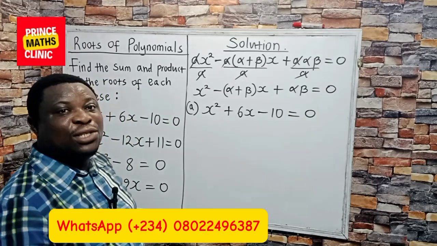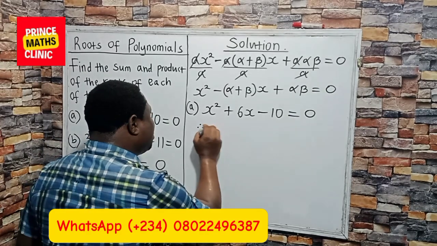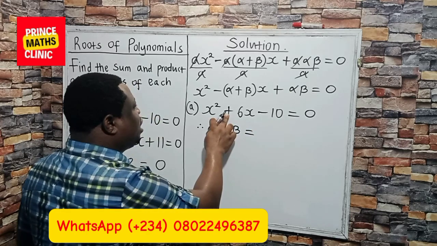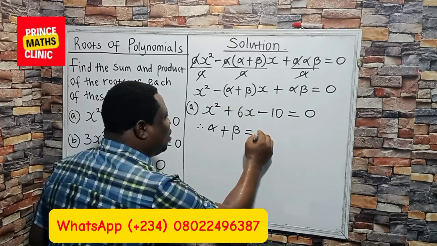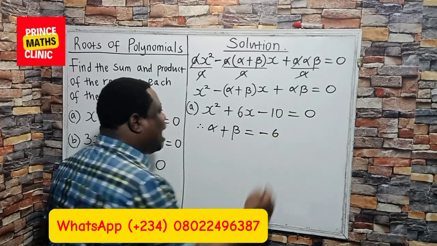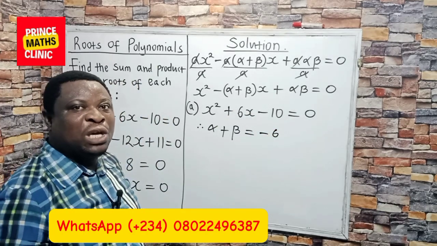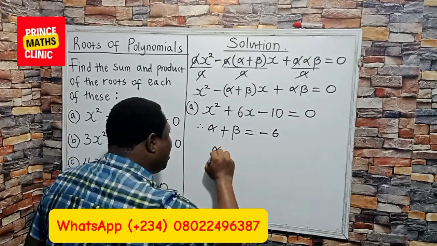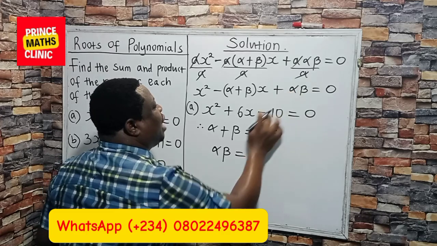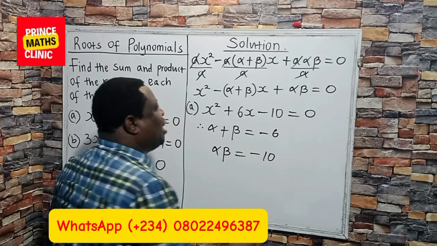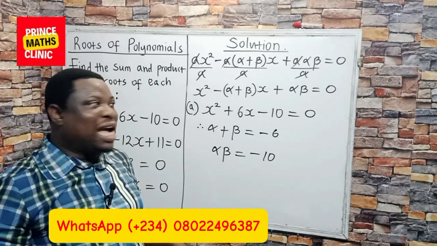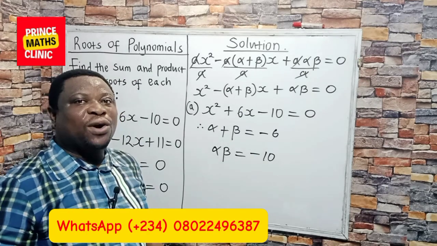Therefore, we can say that the sum of the roots, which is alpha plus beta, is equal to, just say plus times minus, you will obtain minus, then alpha plus beta is the 6. That is the solution to the sum of the roots. Then the product of the roots, just say alpha beta. This is the product of the roots, alpha beta is negative 10. That is as simple as that. Let's move on to the second question.